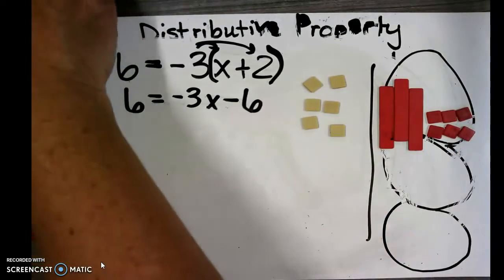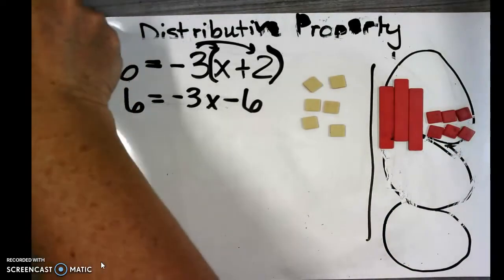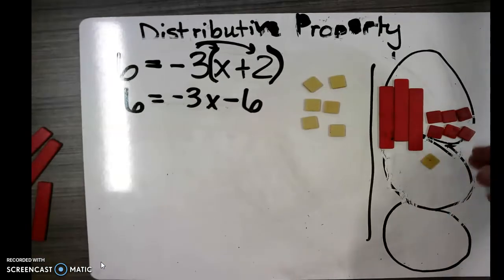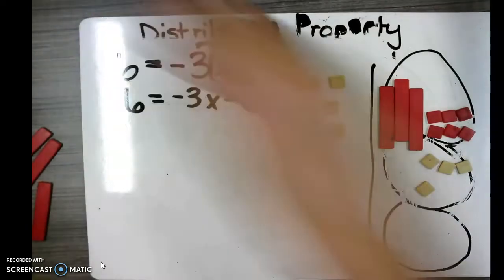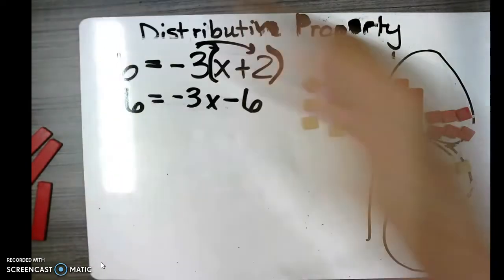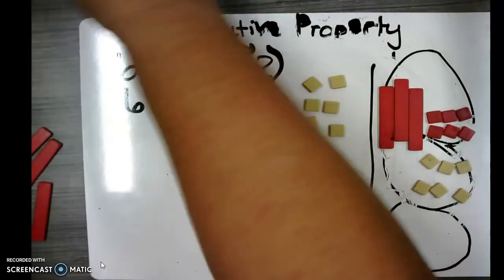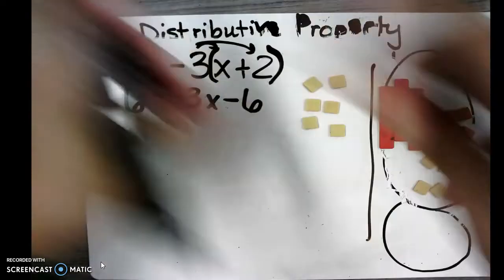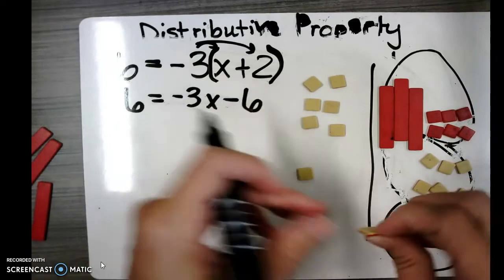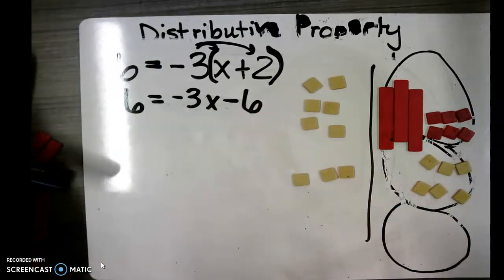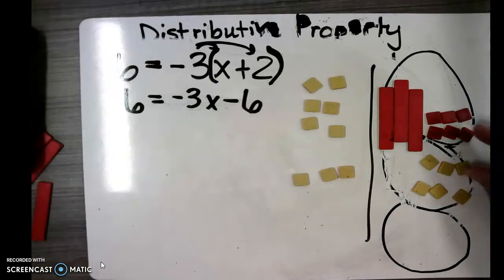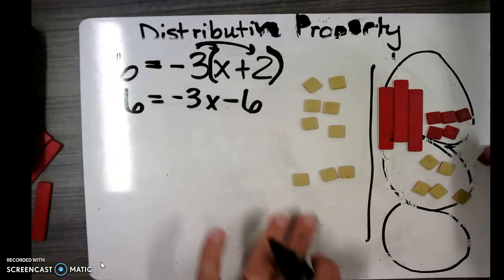That means I need to add 6 constants for the inverse operation. So I need to add 6 constants. And whatever I do on one side, we do on the other. So I need to add 6 constants to the other side. Unfortunately, I have run out of tiles. So let me 0 pair these out, and then I can borrow it over here.